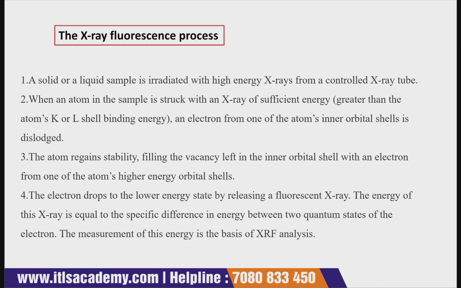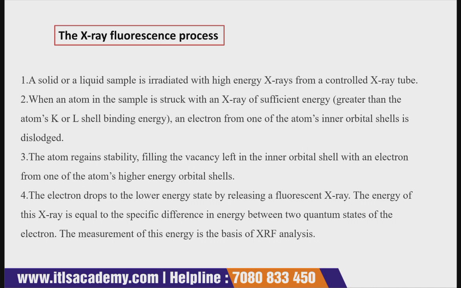Now, what is the process? A solid or liquid sample is irradiated with high energy X-rays from a controlled X-ray tube. I have already told you that basically solid or liquid samples are used. So the solid or liquid sample is taken and irradiated with X-rays from a controlled X-ray tube. Then when an atom in the sample is struck with an X-ray of sufficient energy, the atoms present in the sample get energy greater than the K or L shell binding energy.